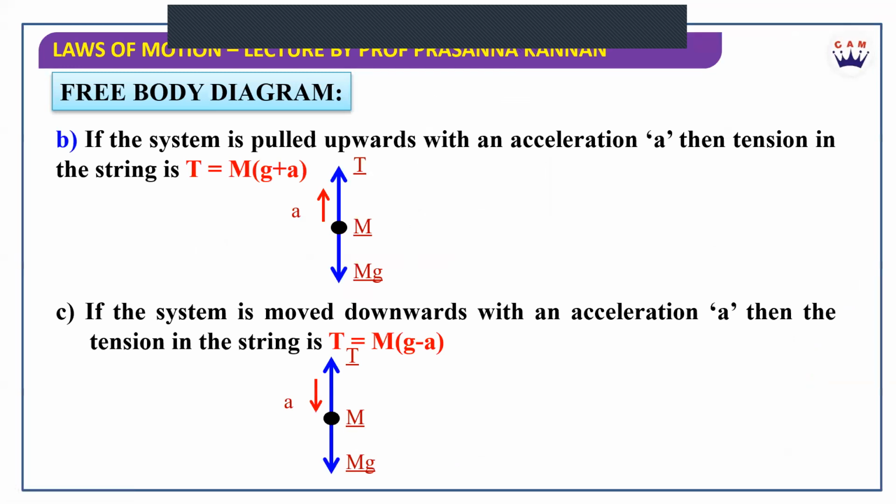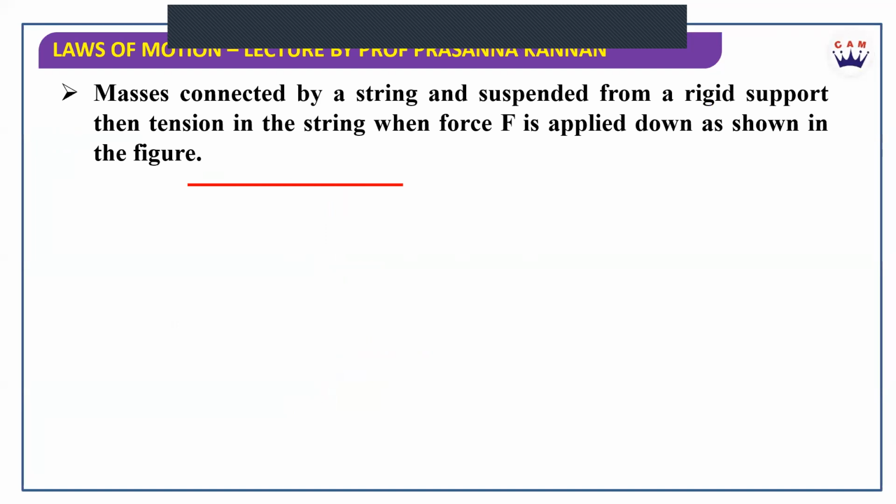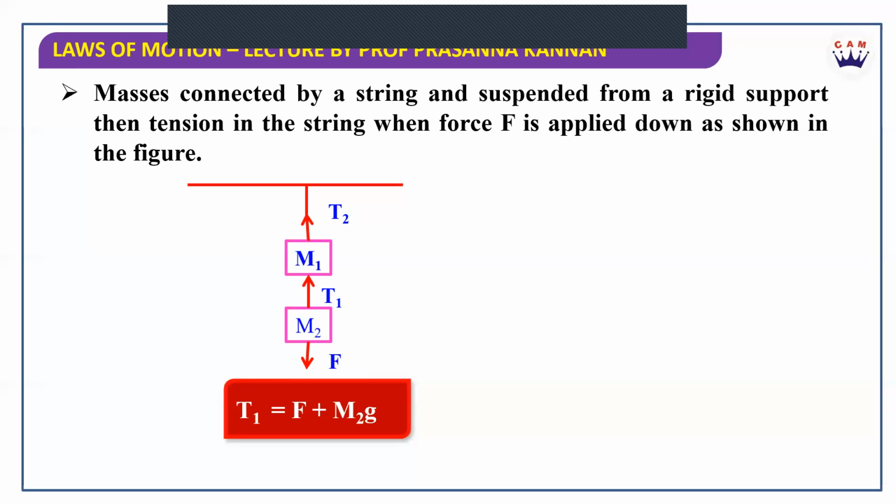Okay, we'll go on. I think it's clear now. If the system is pulled up with an acceleration a, then what is the tension? m(g + a). When it's moving downwards with an acceleration a, it is m(g − a). Now we go on to something a little more in depth and important. We are now looking at a new type of force.